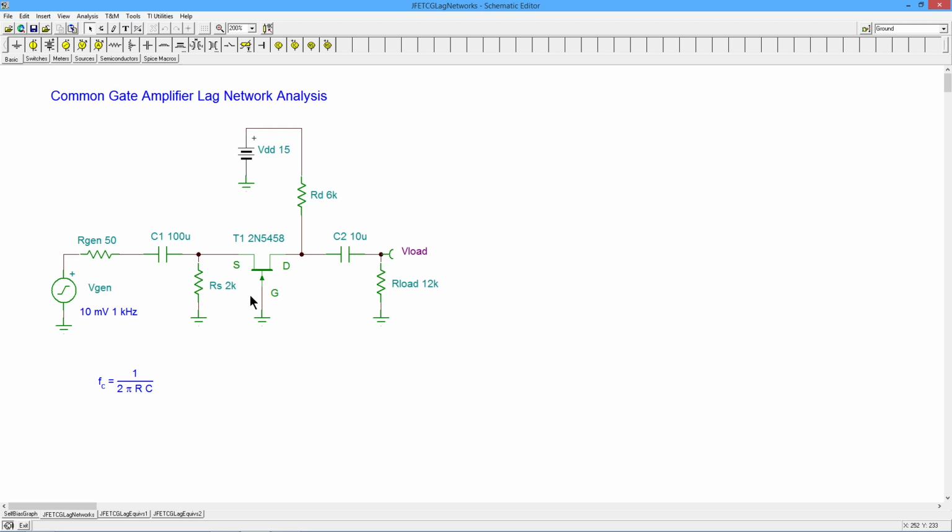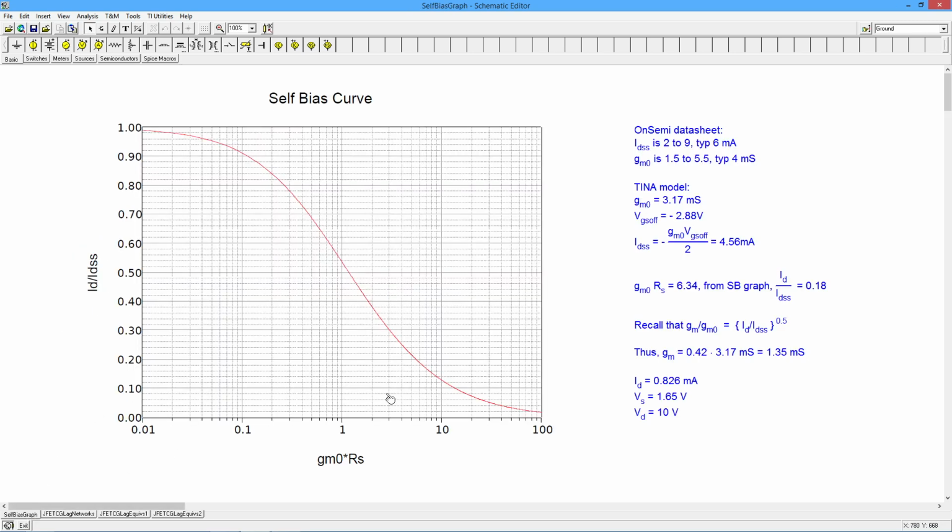If this is a little fuzzy, I suggest you go back and look at some of the earlier JFET biasing videos. You can get a better idea of that, all right? But that's essentially what we're looking at. So let's continue along with our self-bias graph.